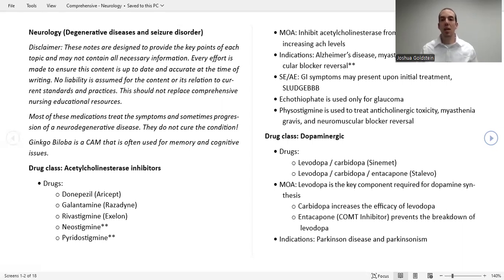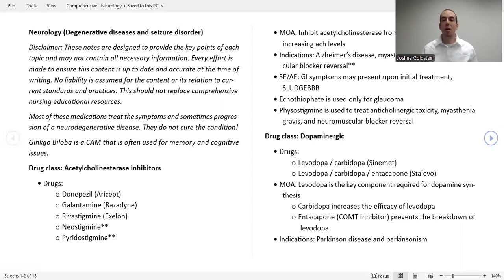Next, we have our dopaminergic drugs. These are used for Parkinson's disease. And most commonly, we have levodopa carbidopa, which is called Sinemet, or levodopa carbidopa entacapone, which is adding on a third ingredient. A little bit about the mechanism of action. Levodopa is a key component for the body to produce dopamine, for dopamine synthesis. When we add on carbidopa, we're increasing the efficacy of that levodopa being used to produce dopamine. When we add on entacapone, which is a COMT inhibitor, we're going to talk about it separately as well, this medication prevents the breakdown of levodopa. Again, all of this is about getting as much levodopa as possible to result in the production of more dopamine to increase the patient's dopamine.